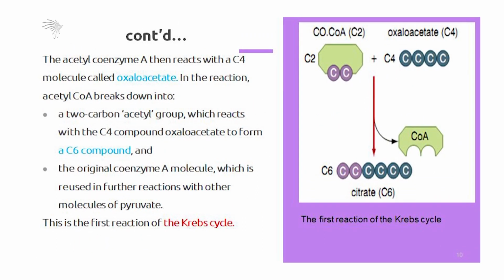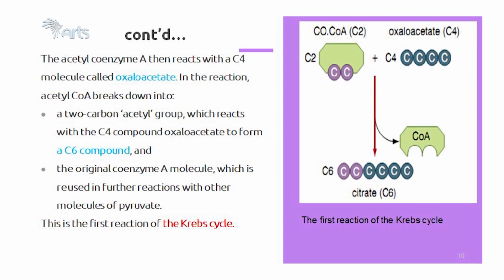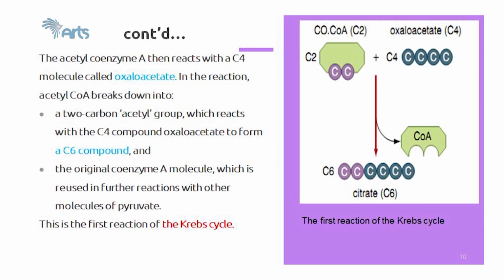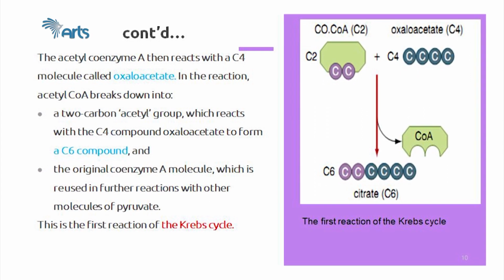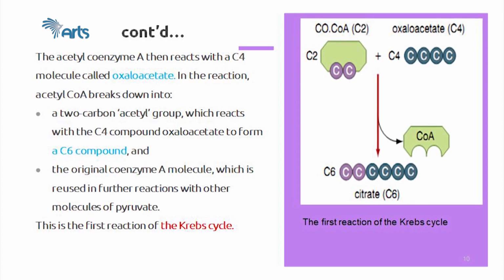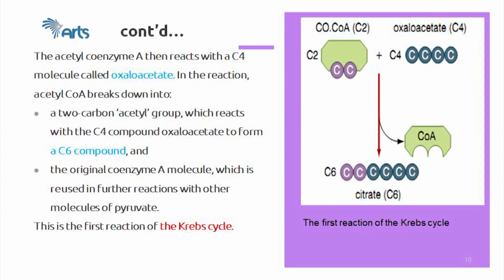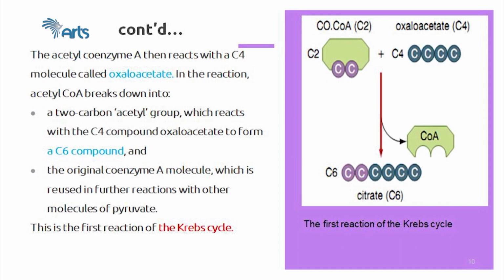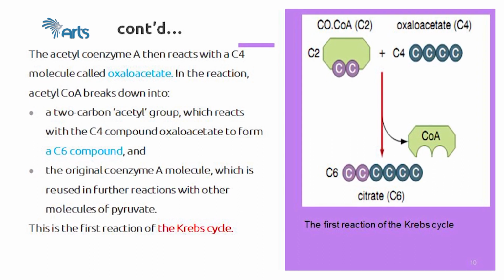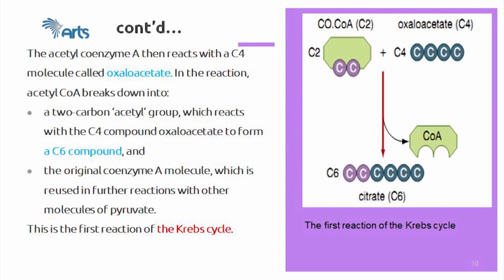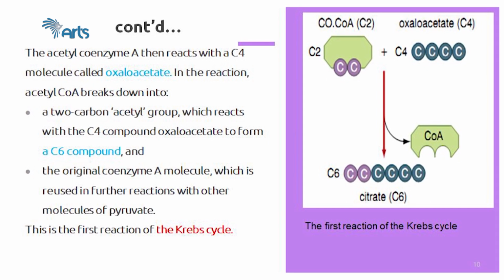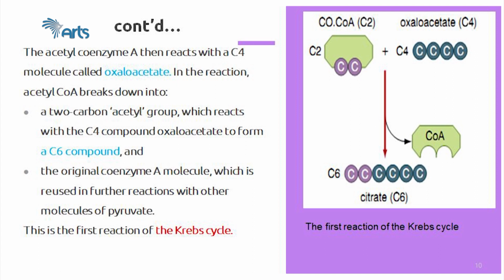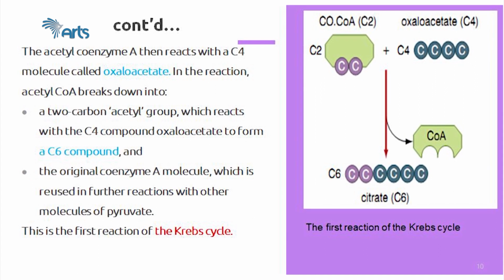The acetyl coenzyme A then reacts with a 4-carbon molecule called oxaloacetate. In the reaction, the acetyl CoA breaks down into a 2-carbon acetyl group, which reacts with the 4-carbon compound, oxaloacetate, to form a 6-carbon compound. The original coenzyme A molecule is used in further reaction with another molecule of pyruvate. This is the first reaction of the Krebs cycle.